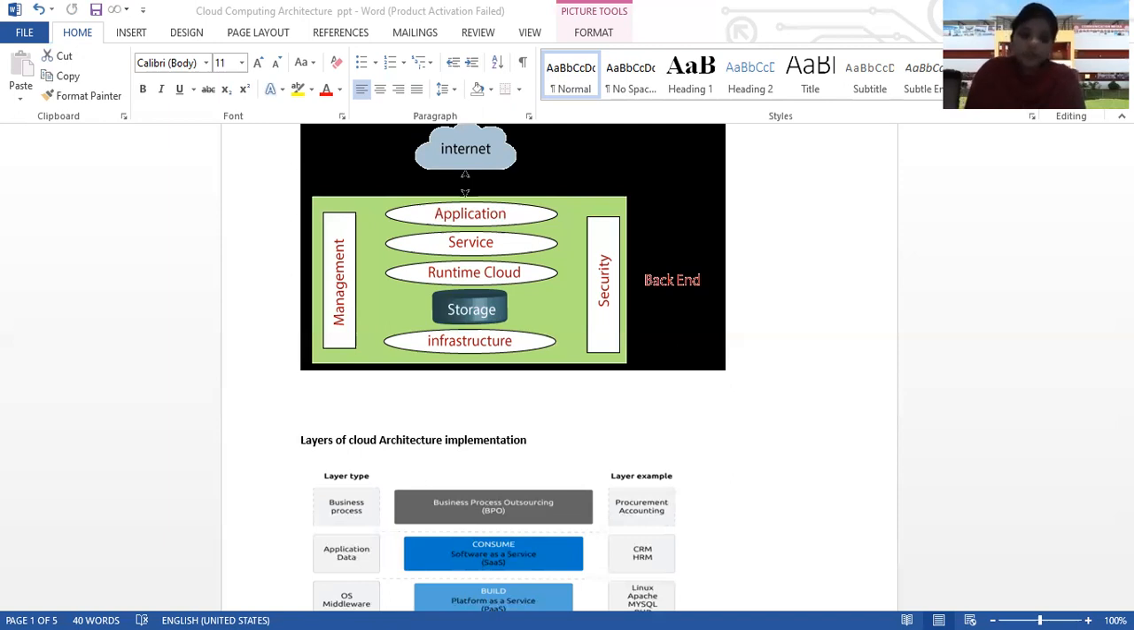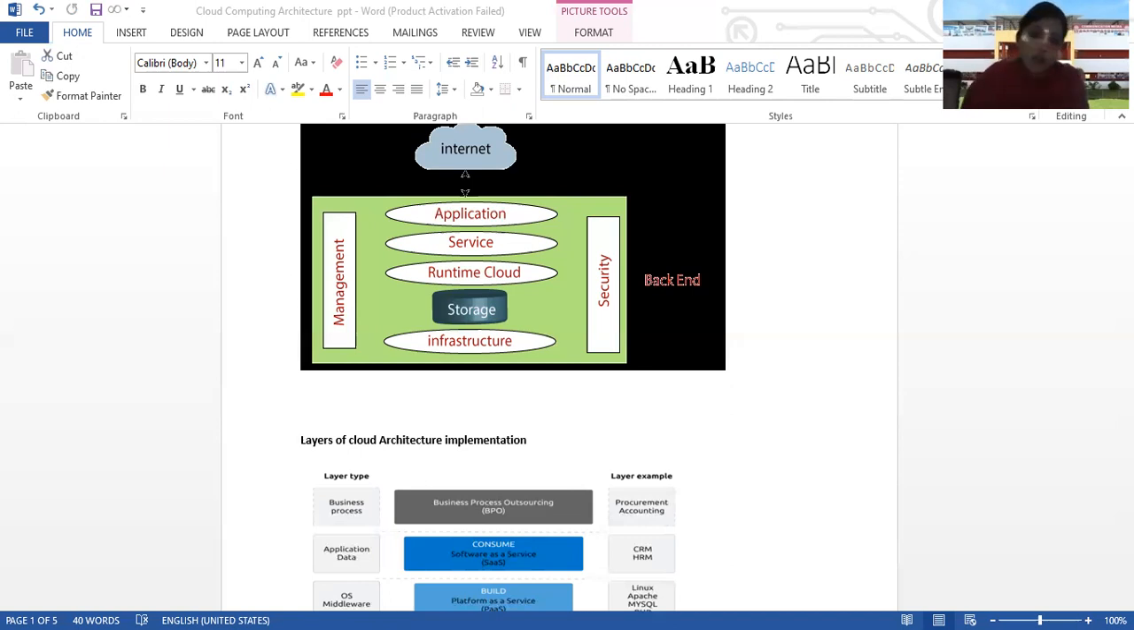Then management and security. Let's discuss management. Management is used to manage components such as application service, runtime cloud, storage, infrastructure, and other security issues in the backend, and to establish coordination between them. Then security. Security is a built-in backend component of cloud computing. It implements a security mechanism in the backend.